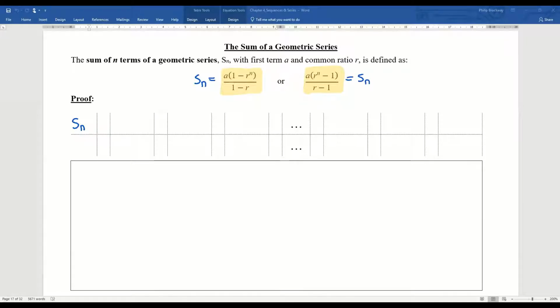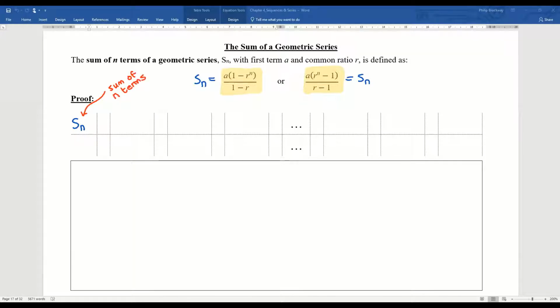All right, now when we add up the sum of n terms, which is what this means, I'll just remind you. It's this sum of n terms.